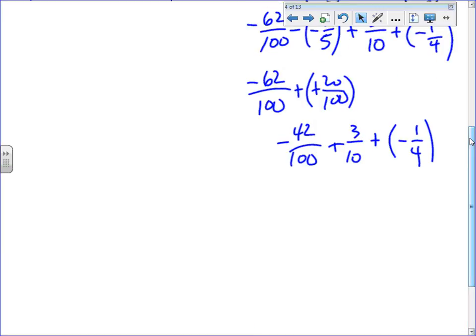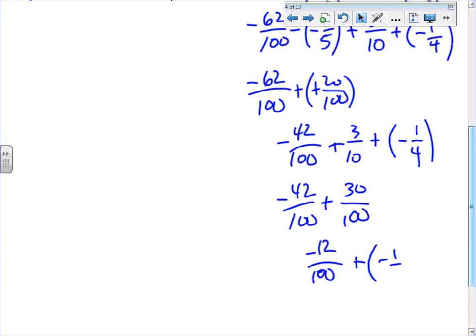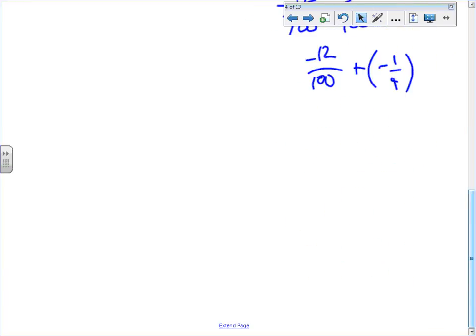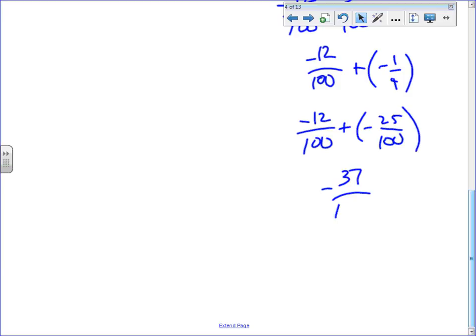So common denominator again. Keep it at 100. So that's going to be 30 over 100. Negative 42 plus 30 over 100, keep the sign of the bigger one, and subtract, so negative 12 over 100, plus negative 1 over 4. Find the common denominator again, just make it 100, negative 12 over 100, plus negative 25 over 100. They're both negative, so keep the sign, and add: negative 37 over 100. That's how you do it as a fraction.